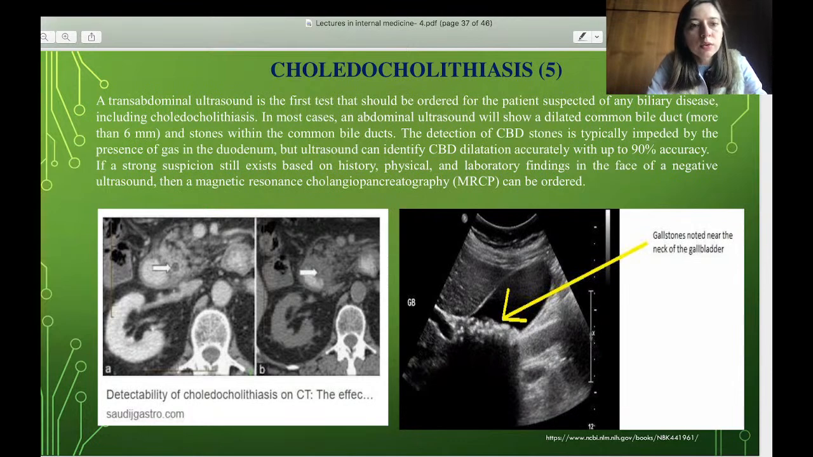If a strong suspicion still exists based on history, physical and laboratory findings in the face of a negative ultrasound, then a magnetic resonance cholangiopancreatography can be ordered.